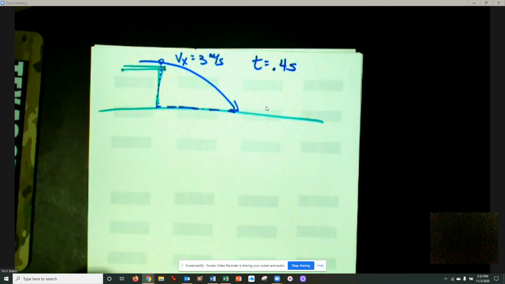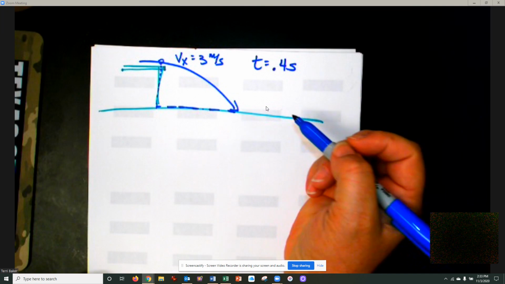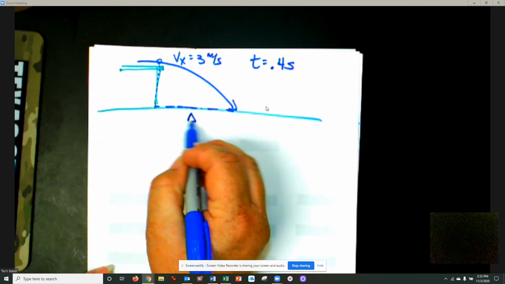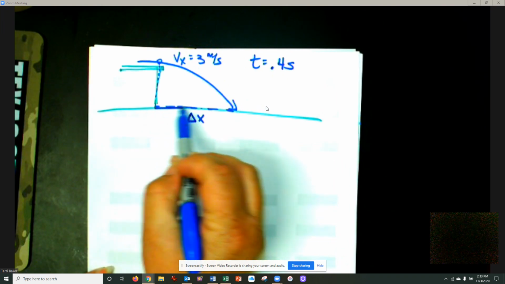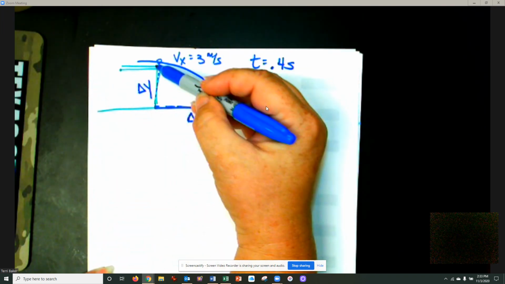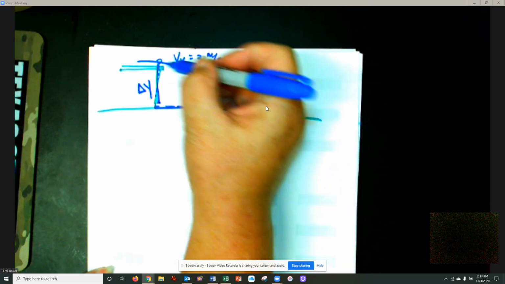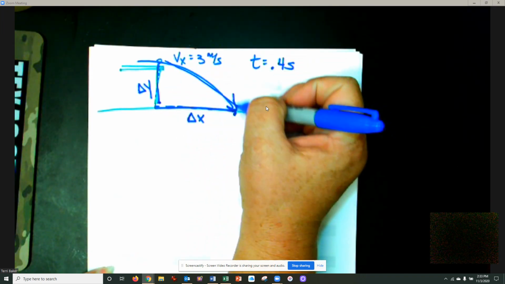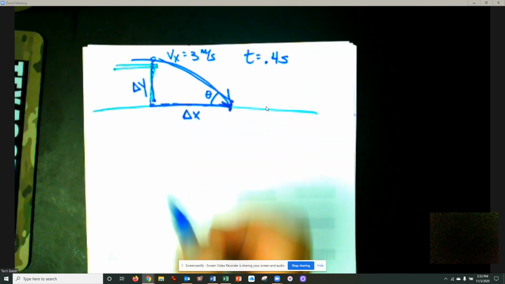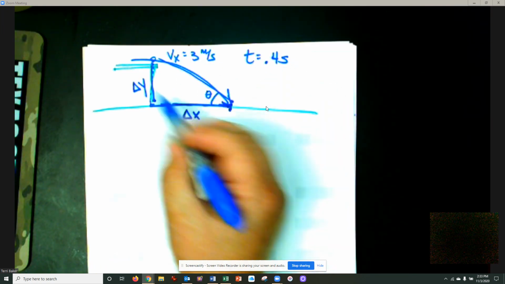Write everything that I write down and turn it in for a grade. And I am recording this. It wants to know the delta x, how far from the base does it land? It wants to know how tall the table is, and then it wants to know the velocity with which it hits and this angle. So let's tackle the x and the y first.